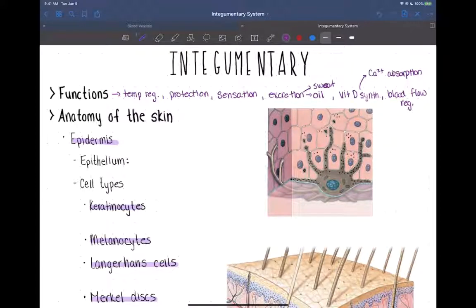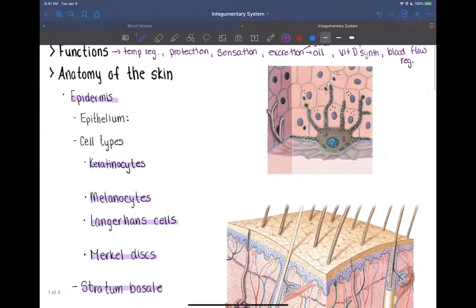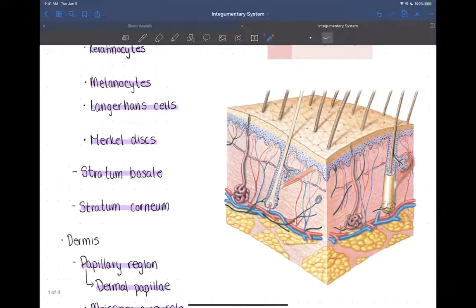So now let's start talking about the anatomy of the skin. All right, so all the different layers of the skin. We're going to start from the outside, and we're going to work our way in. The outermost layer of the skin is the epidermis. If we're looking at this picture down here of the skin, the epidermis would be here.